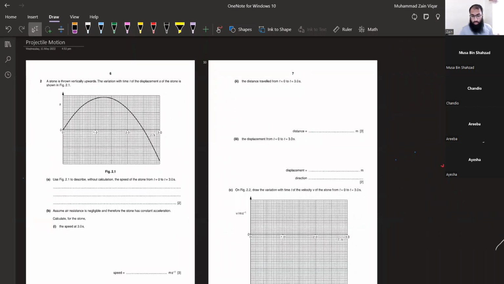And we have some formulas, equations of motion. So if you could all recall them, or I'll just write them here once, and then I'll assume you all know this. V equals U plus AT. Another formula would be S equals UT plus 1 over 2 AT square.